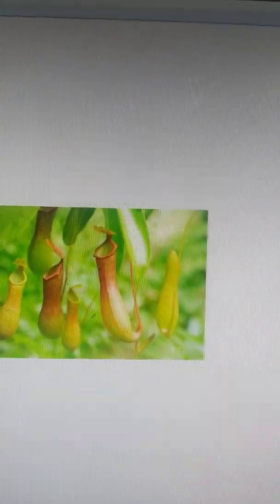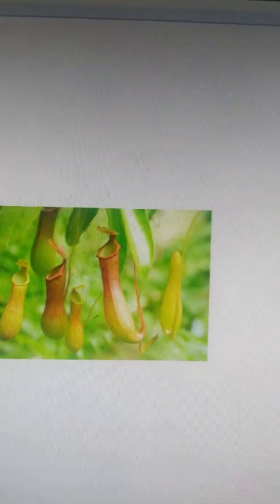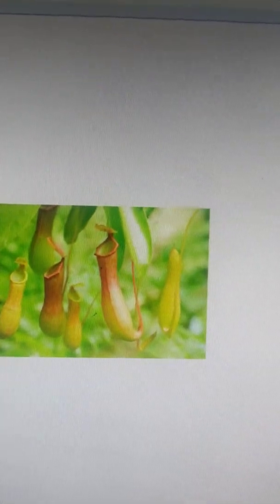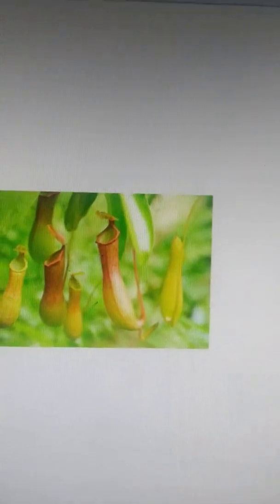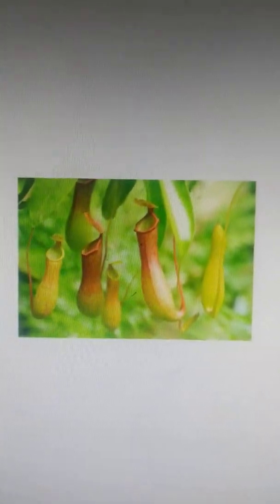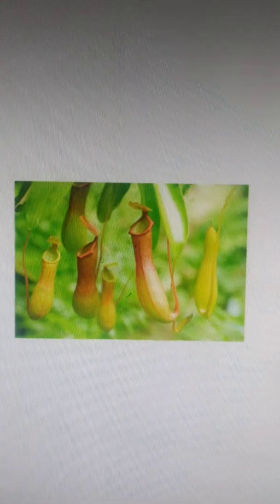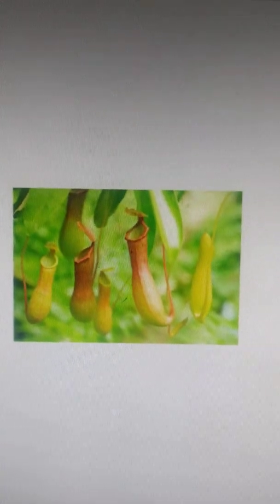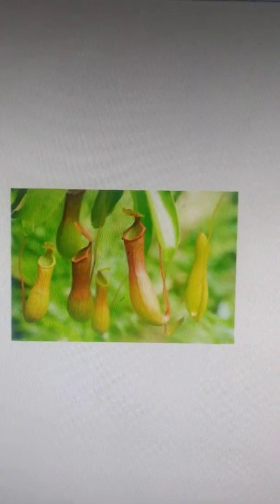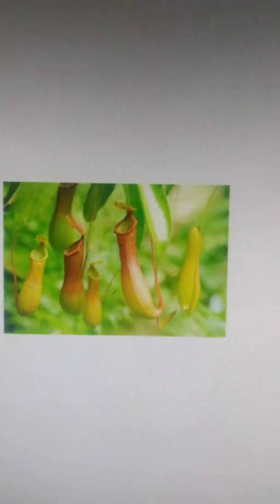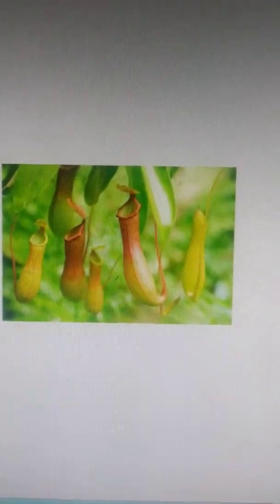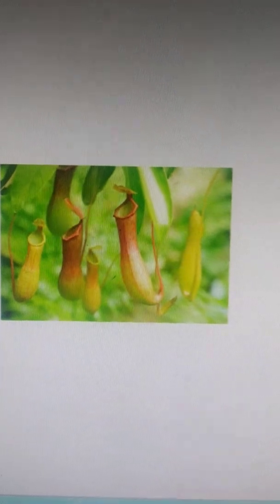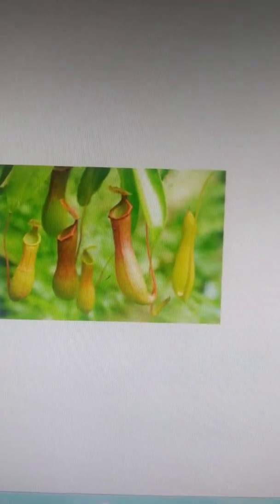The walls of the pitcher secrete digestive juices which digest the proteins present in the body of the insect to form simpler nitrogen compounds like amino acids. These simpler nitrogen compounds are absorbed by the walls of the pitcher and used by the whole pitcher plant. Insectivorous plants are partial heterotrophs. They get some food by photosynthesis and some by eating insects.